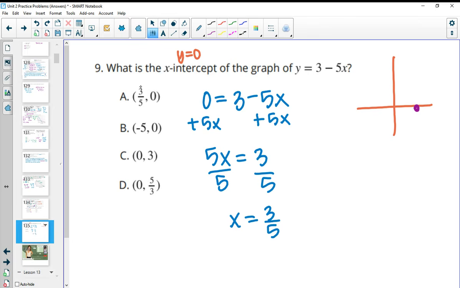And so remember, it's the x coordinate. And this is your x and this is your y. So really, these ones weren't x-intercepts because they're on the y-axis. So it was down to one of these two. And then we figured out that it was (3/5, 0).